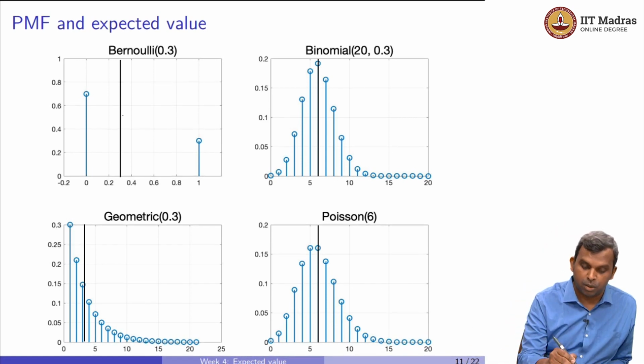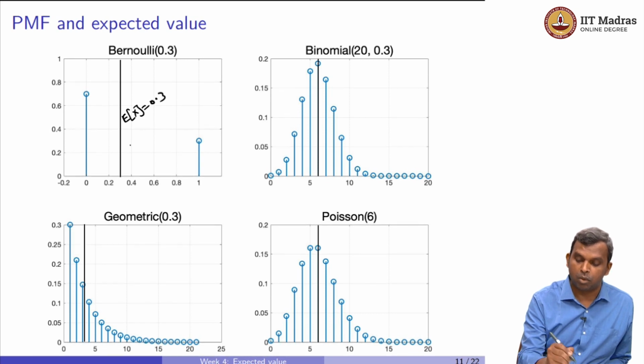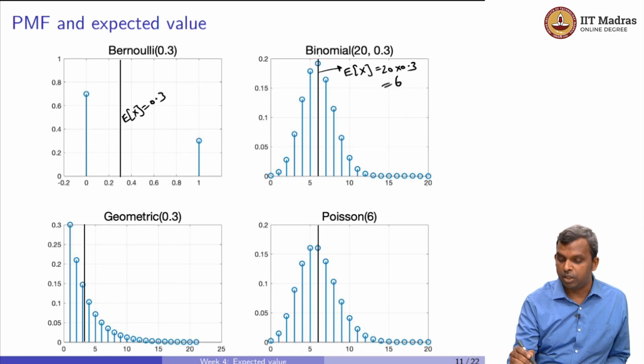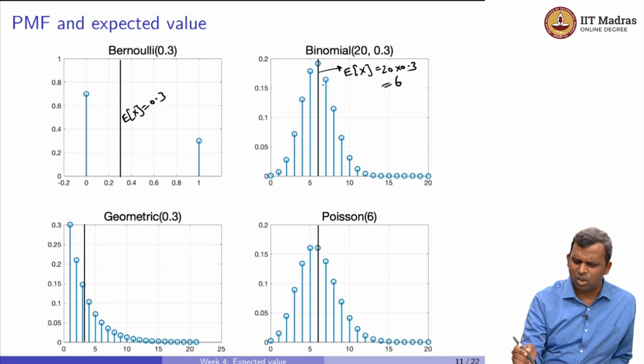So this expected value is 6. Okay, 20 into 0.3, which is 6. This is what we saw on the binomial. And you see the expected value is where the peak of the distribution comes, in some sense. That's not always true, right?